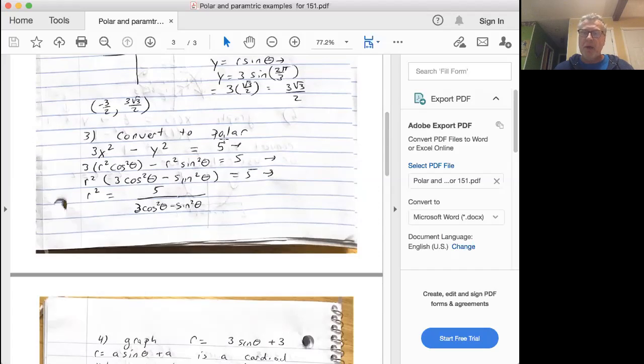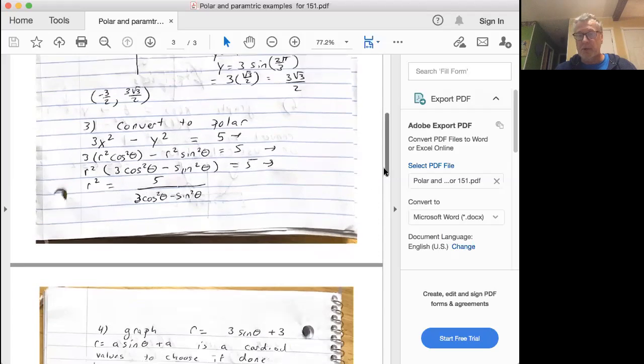So y, remember, is r sine theta. So that means it's going to be r squared sine squared theta. Now these both have r's in them, so we'll factor the r squared out, and we'll write it as 3 cosine squared theta minus sine squared theta. That whole thing equals 5. Divide both sides by the 3 cosine squared theta minus sine squared theta, and we get r squared. The idea here with polar coordinates is either to solve in terms of r, or sometimes we just have to solve in terms of r squared. So the function is usually r equals and then some expression in terms of theta.